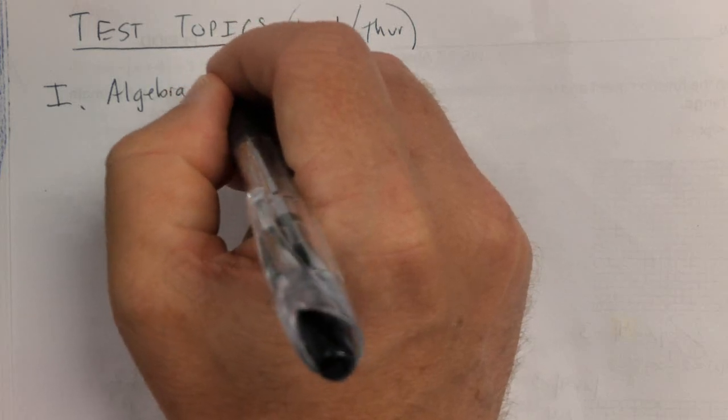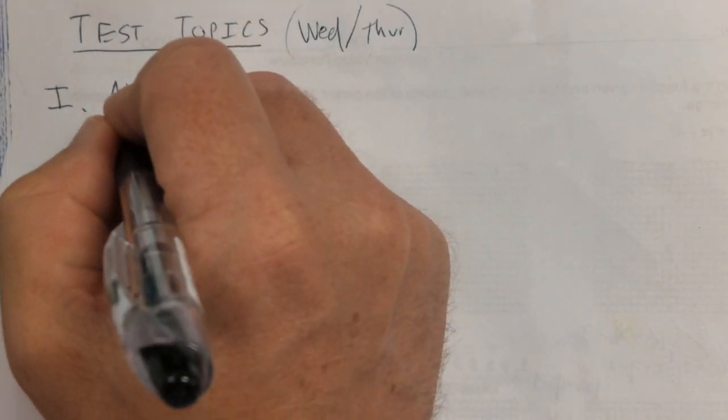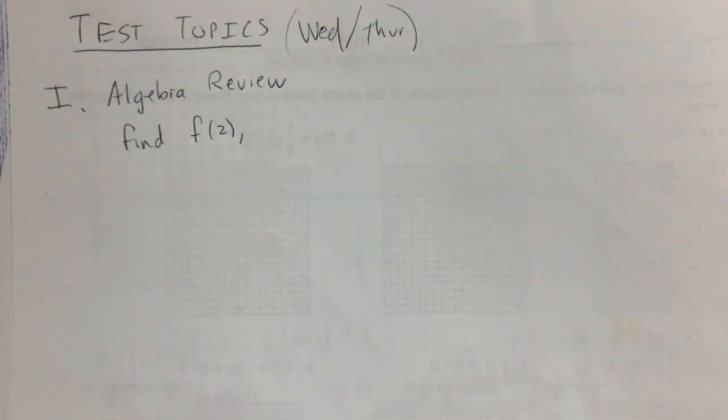Okay, first thing, or first major topic, would be the algebra review stuff. So I'm going to put a bunch of things under the algebra review. Things like find f of 2. There's one of those on the warm-ups, right? Just plug it in. But be careful because you've got order of operations and negatives and fractions and all those things.